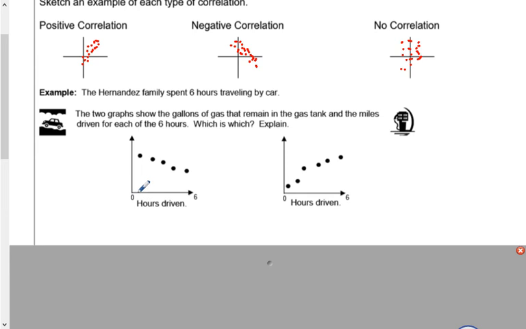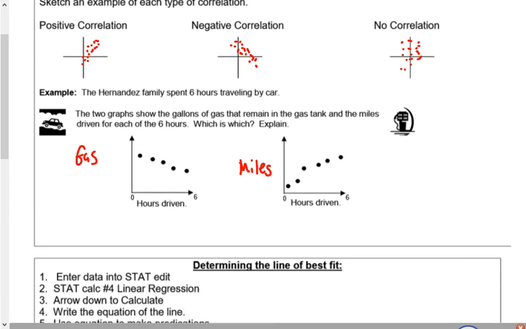So here, as the hours increase, something is decreasing. Would that be the amount of gas in the car or the miles driven? Well, the gas in the car would decrease the more you drove. And here we have a scatter plot where the hours are driven, but something is increasing, and that would be your miles. So given the data, we could input data into our graphing calculator and write a line of best fit.